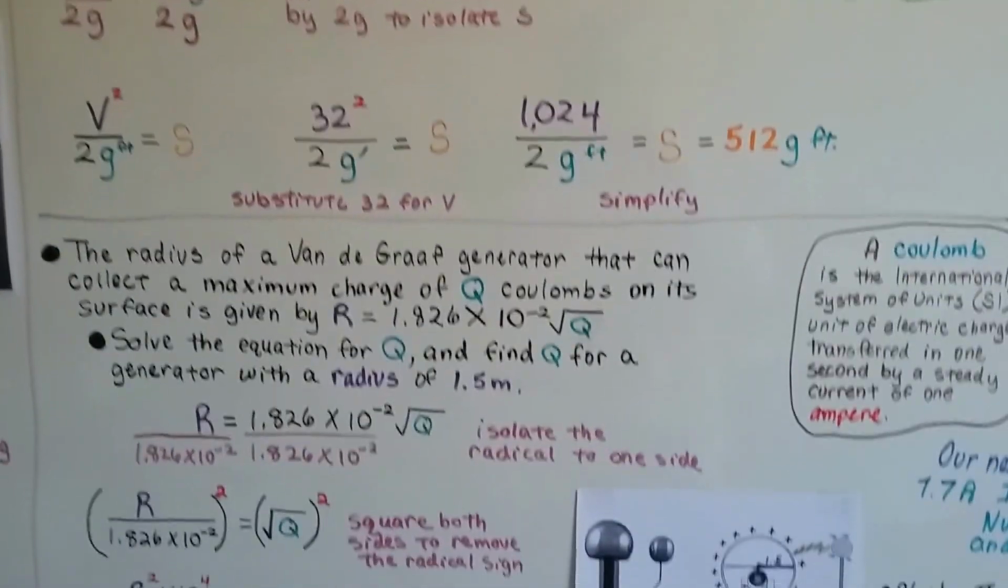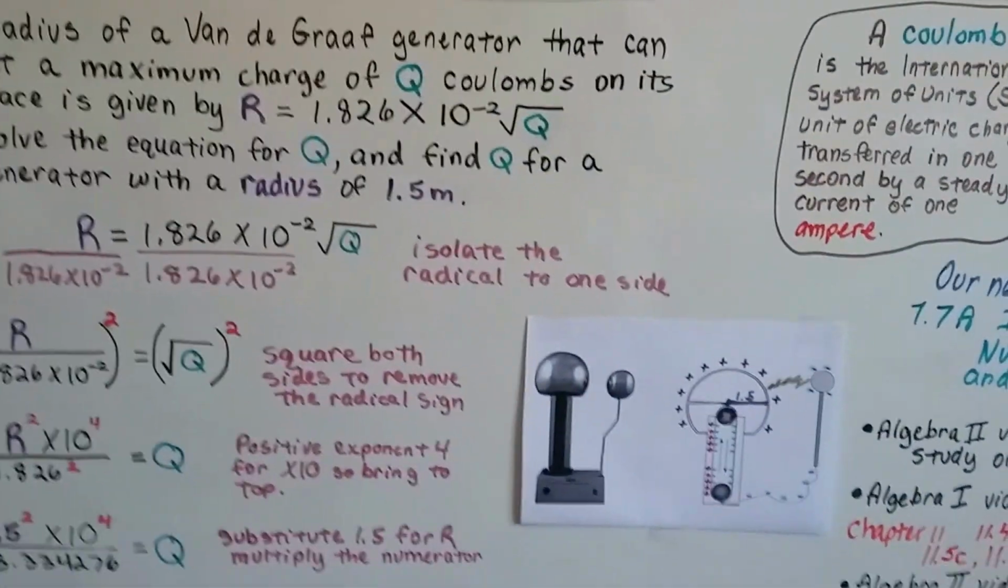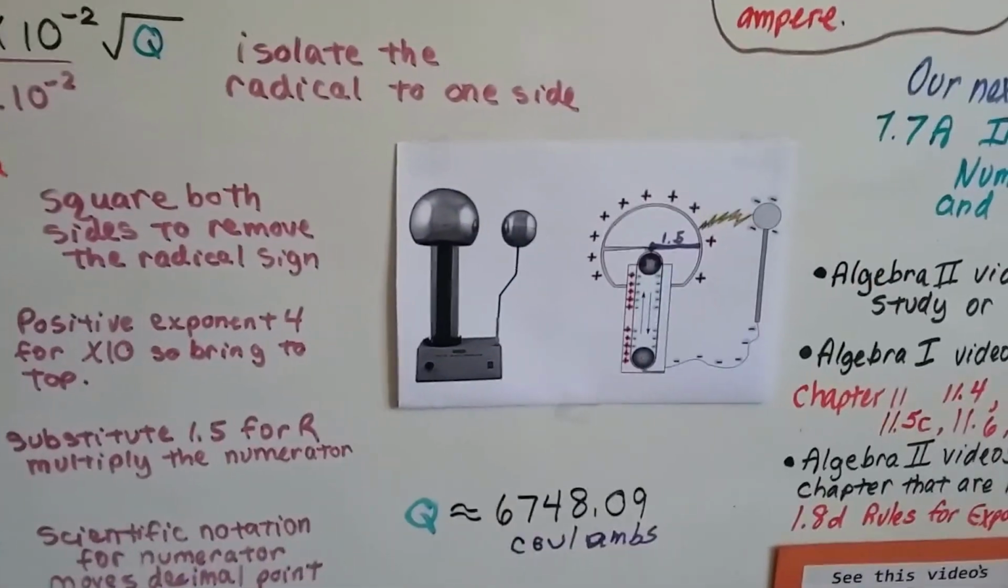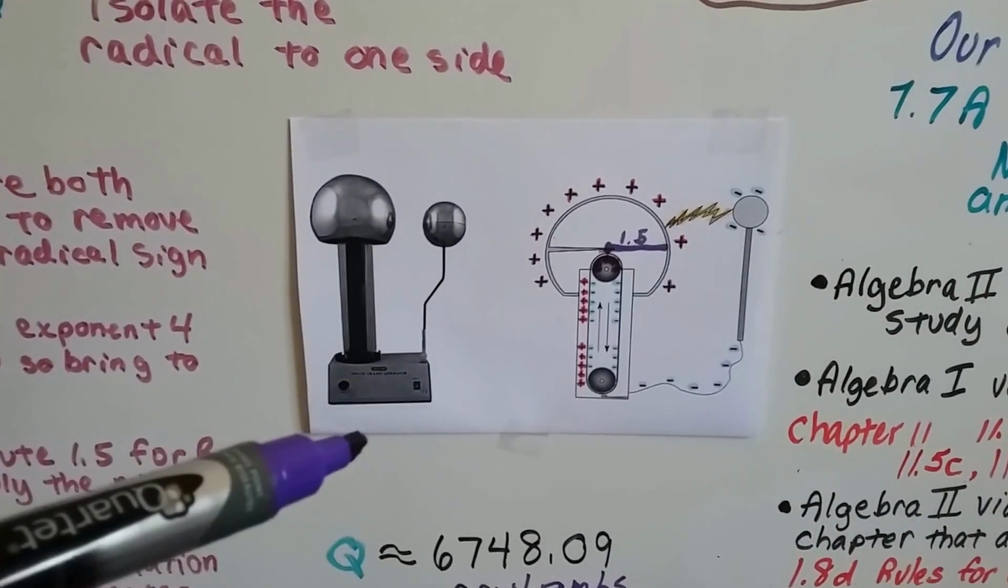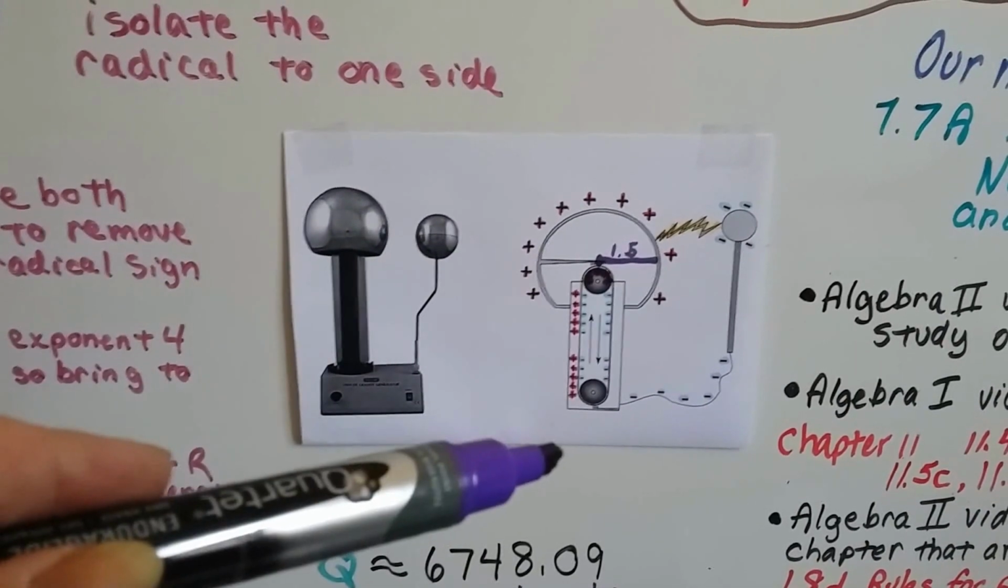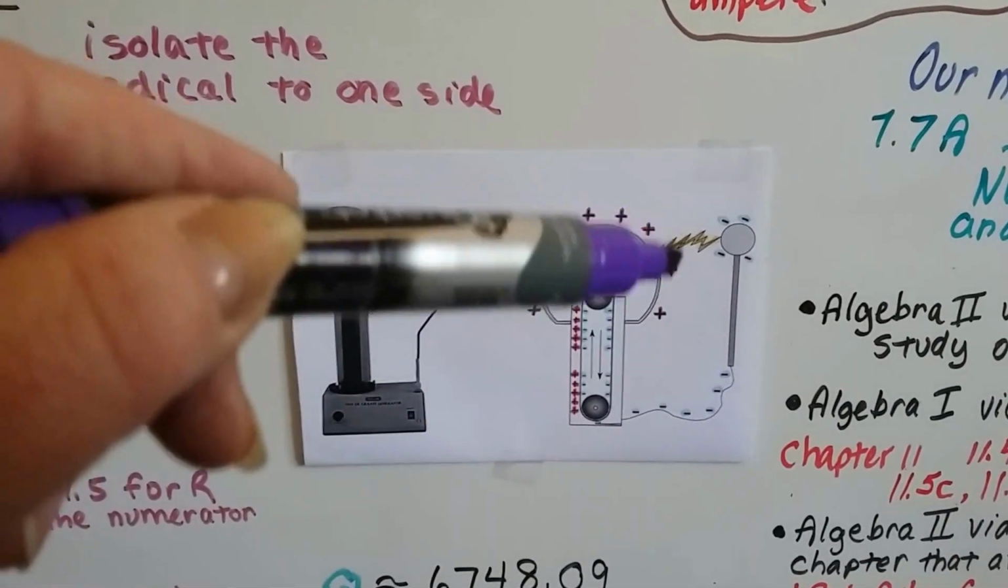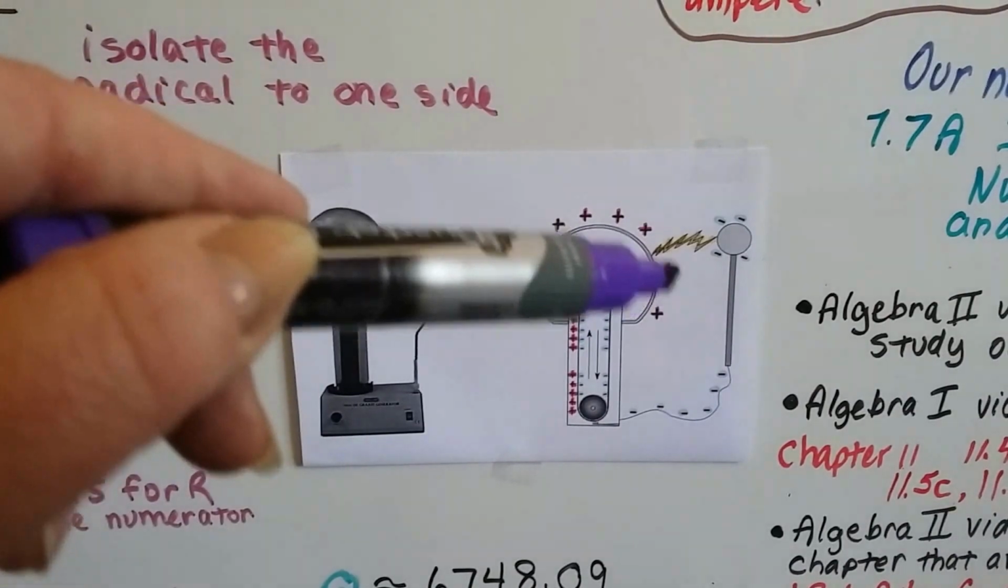Now this next one, we're going to talk about a Graaff generator, and I wanted to show you what one was before we got started so you could really understand and picture it in your head. This is a Graaff generator, and this is what's happening when electrical current is going through it. You can see around this surface outside, it's got this positive charge.